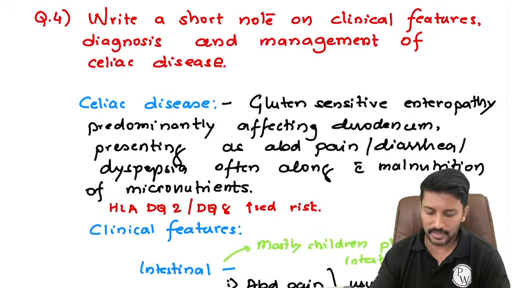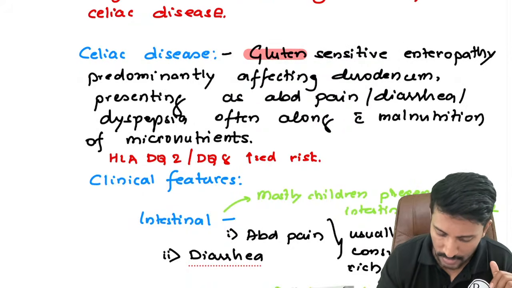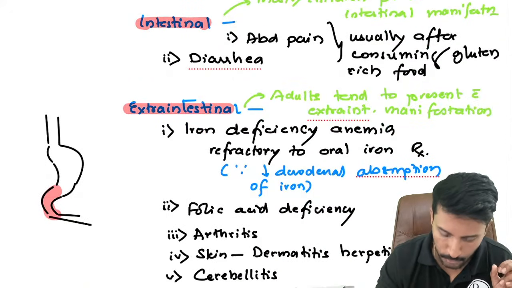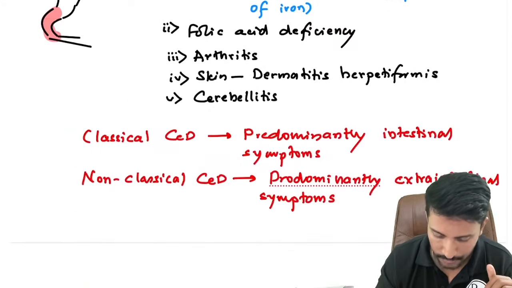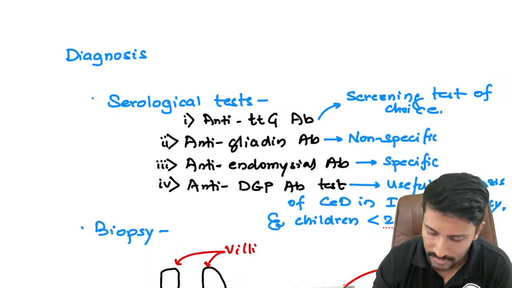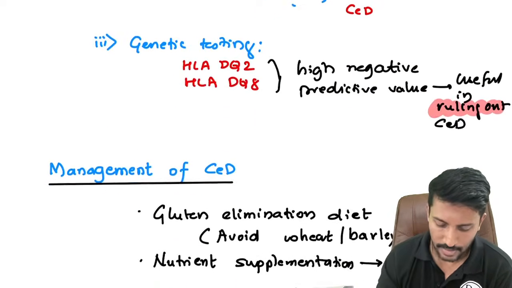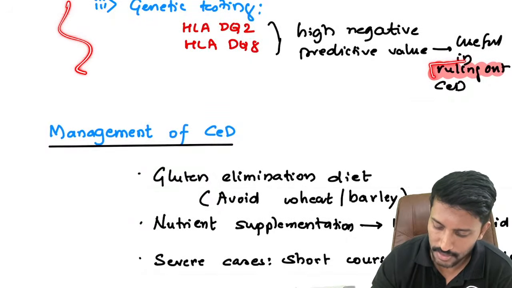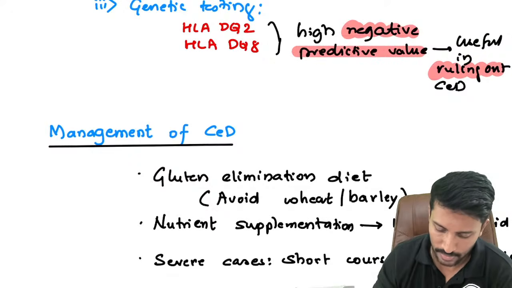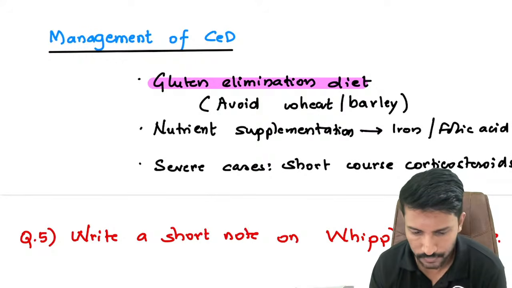Again, to give you a summary, what points as an examiner I will be looking for? I definitely want to see the gluten word, right? I want to see HLA DQ2, DQ8 in your answer. I want to see intestinal, extraintestinal complication. I want you to mention that the duodenum is involved. Classical, non-classical words are not important, but for diagnosis, serological test, I want you to enlist and write 1 or 2 points about it. Biopsy, try to sketch to get that 1 extra mark. And then in the genetic testing, the HLA, I want you to mention either the negative predictive value or ruling out. Management, gluten elimination diet is what I will be looking for.